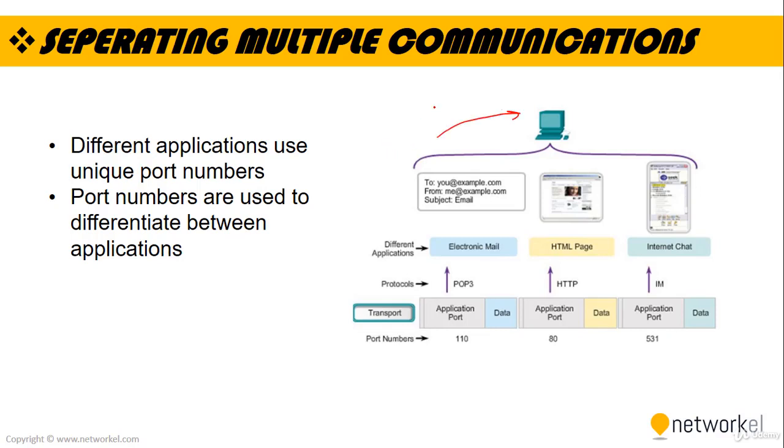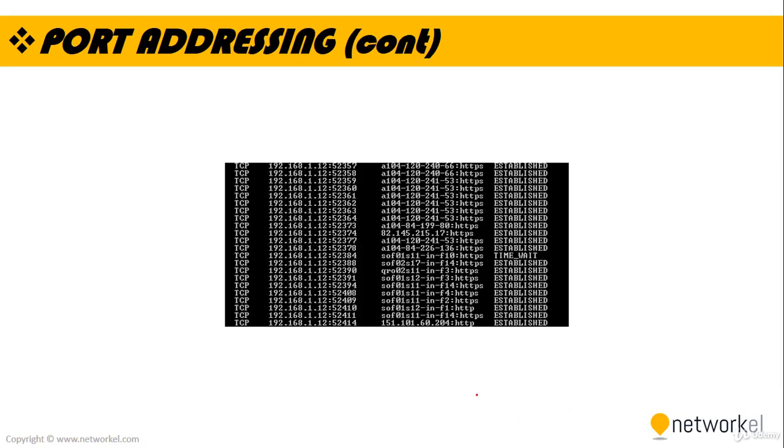Let's say that we have a client here, and this client wants to use different applications such as electronic mail, HTML pages, like surfing on the web, and maybe internet chat. If this client wants to use these different applications, it should use different port numbers to reach them. So, we have a command that we can use on our laptops, PCs, or Windows machines.